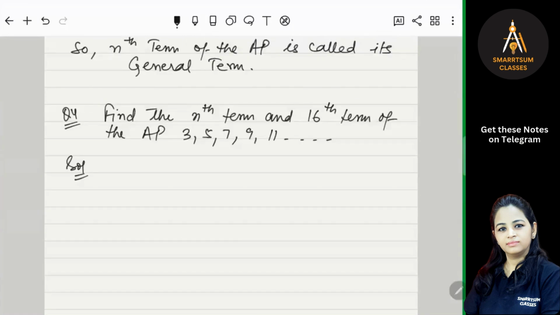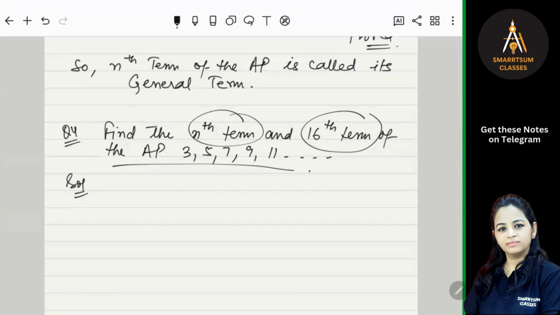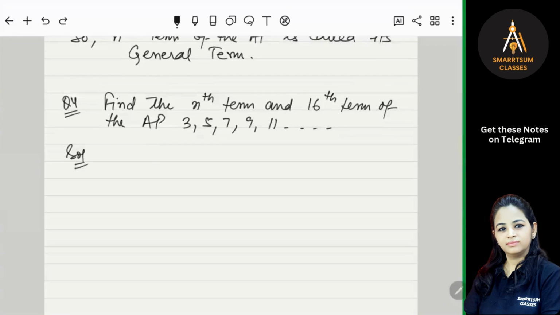Now in this question number 4, find the nth term and the 16th term of the given AP. There is an AP given here: 3, 5, 7, 9, 11, and so on. We have to find its nth term and 16th term. So first write down the given AP: 3, 5, 7, 9, 11.